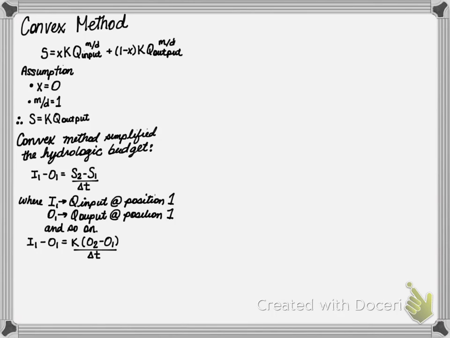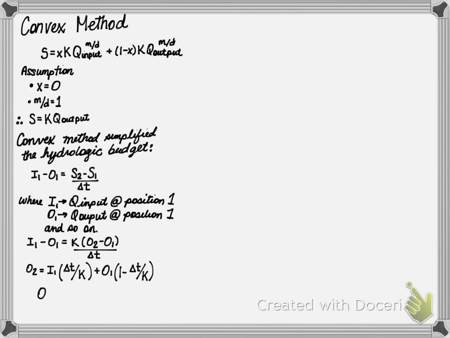Therefore, by plugging in the equation for storage into the hydrologic budget, we can represent the inputting flow rate at position 1 minus the outputting flow rate at position 1 is equal to K times the quantity of the outputting flow rate at position 2 minus the outputting flow rate at position 1, all divided by delta T.